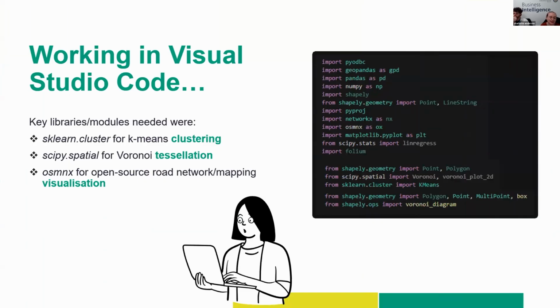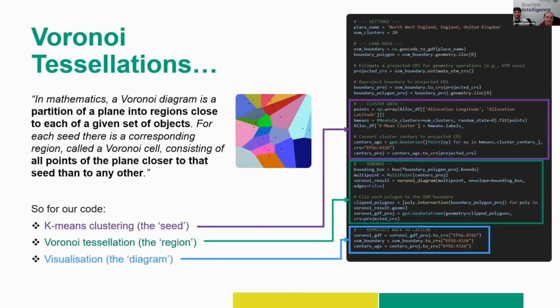We've ended up using quite a few libraries. We've done a little screenshot on the right there that you can have a glance over, in terms of what we've needed to use. I think the main ones that we've used are sklearn, SciPy and OSMnx, which is an open source road network mapping visualization. It's been really useful for what we've been wanting to look at.